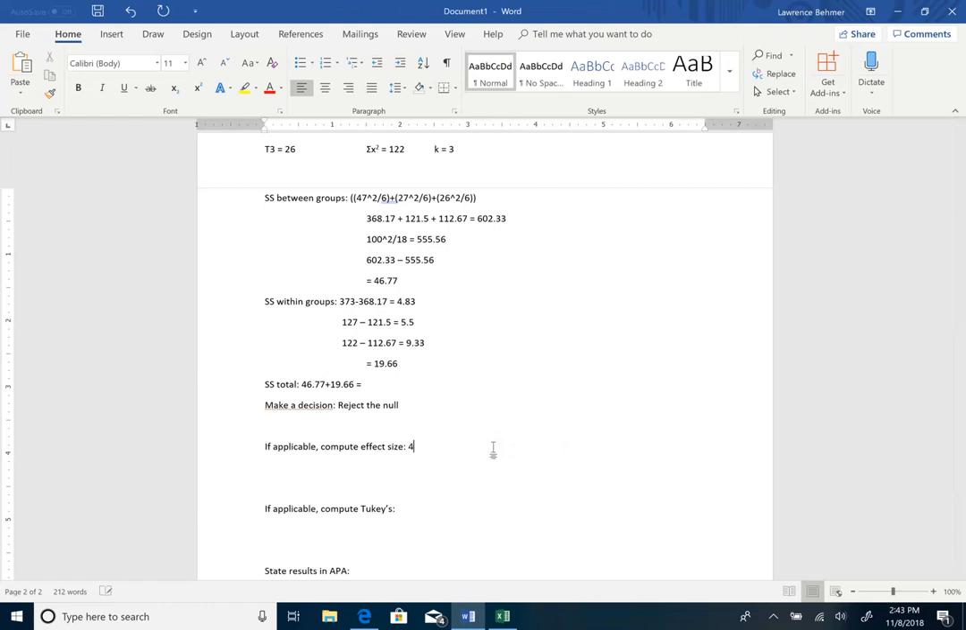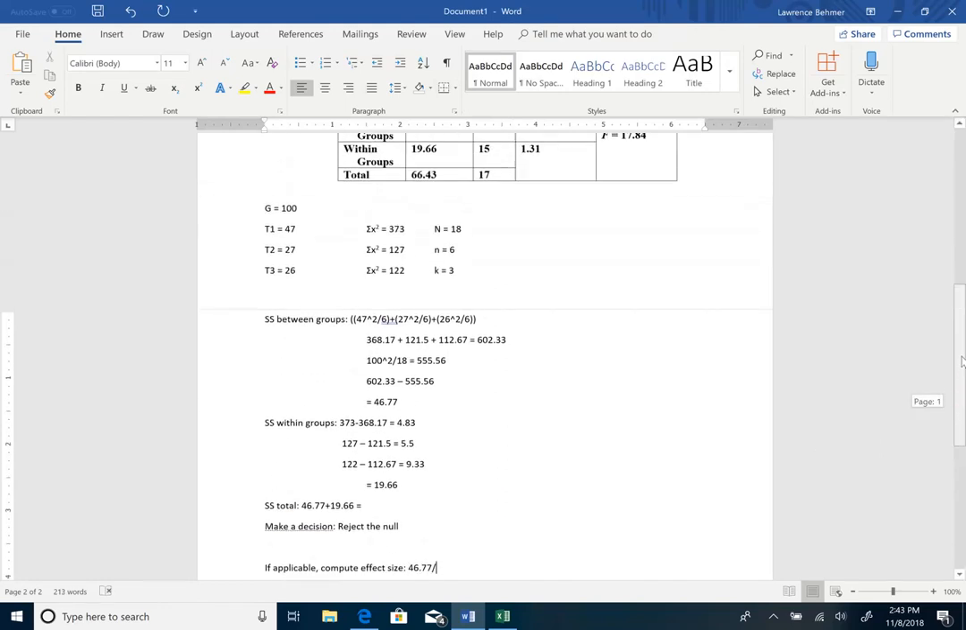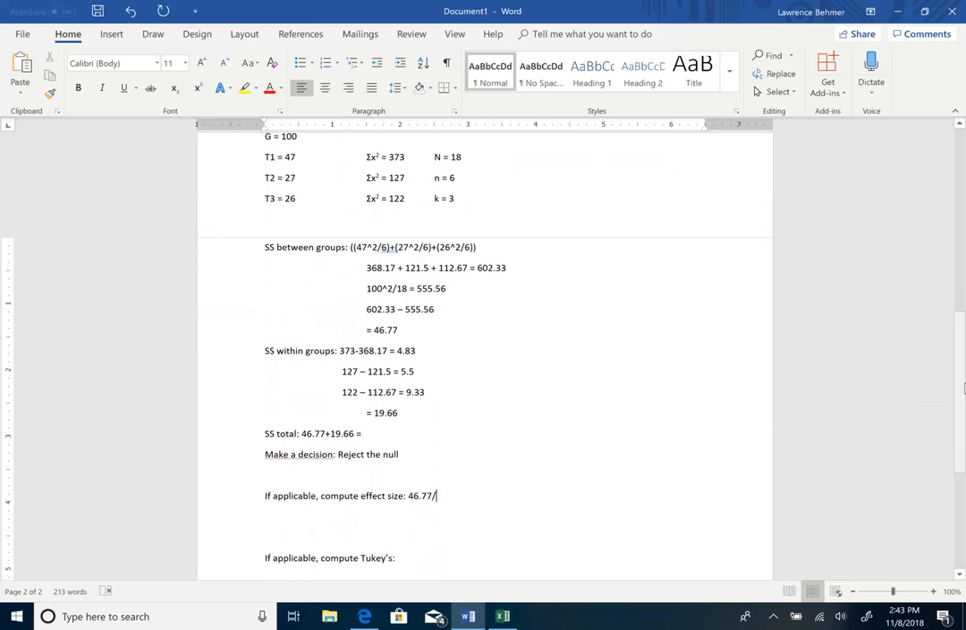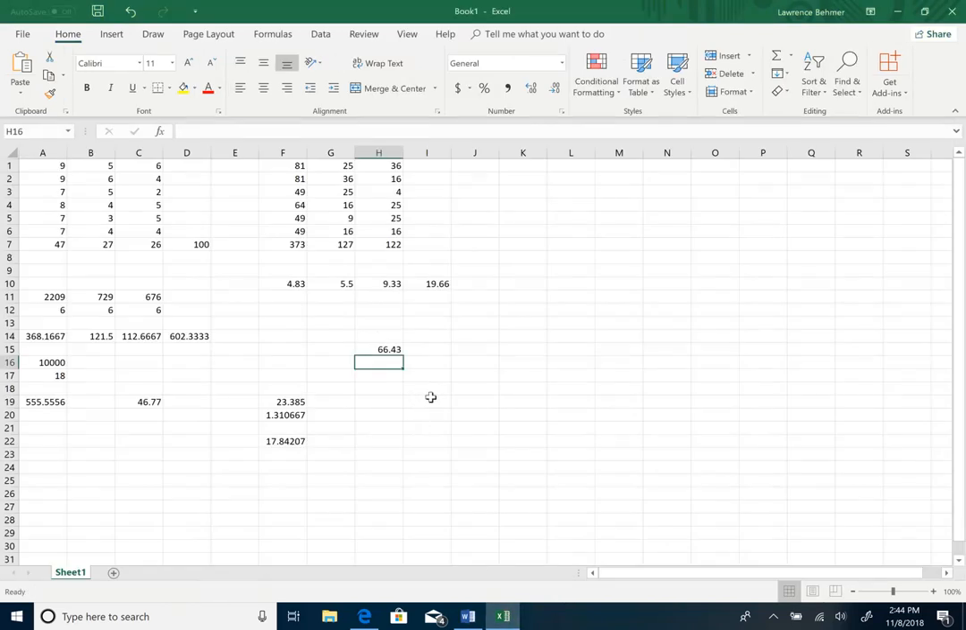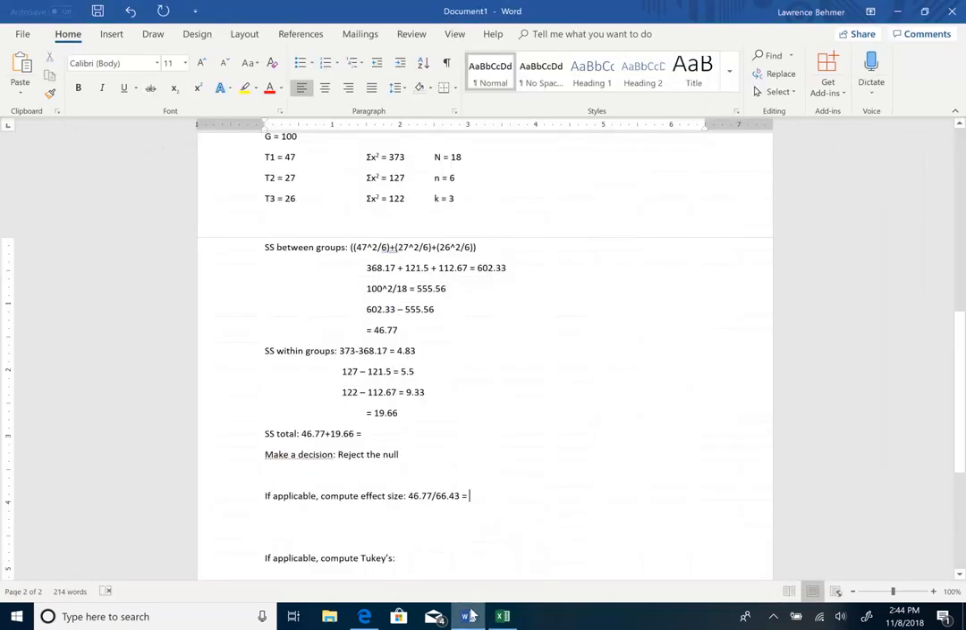46.77 divided by, I already forgot. Such poor working memory. 66.43. So let's do this in Excel. 46.77 divided by 66.43. And so it's an eta squared. It's an eta squared of 0.70.